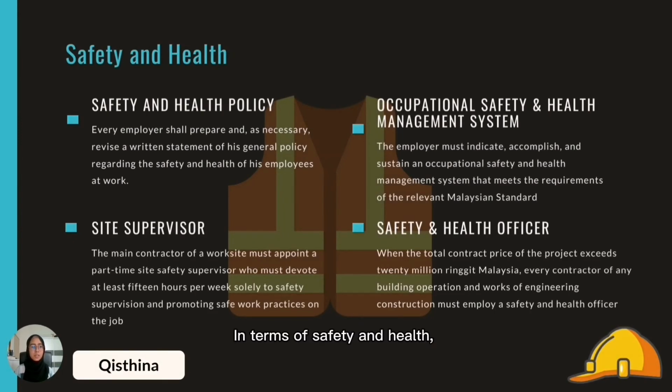In terms of safety and health, a construction project should have a safety and health policy. Every employer shall prepare and revise a written statement of his general policy regarding the safety and health of his employees at work. Secondly, a construction project should also have an occupational safety and health management system. The employer must indicate, accomplish, and sustain an occupational safety and health management system that meets the requirement of the relevant Malaysian standard in construction.